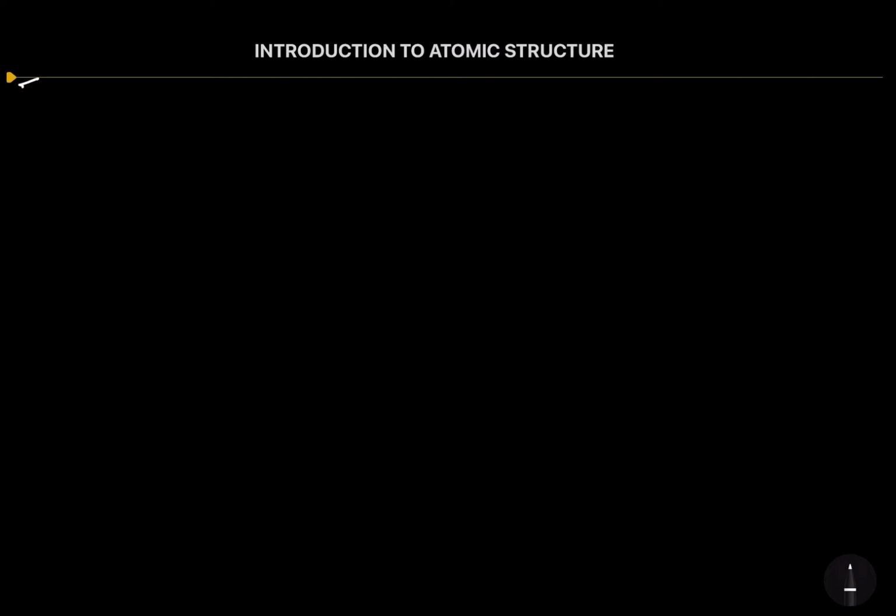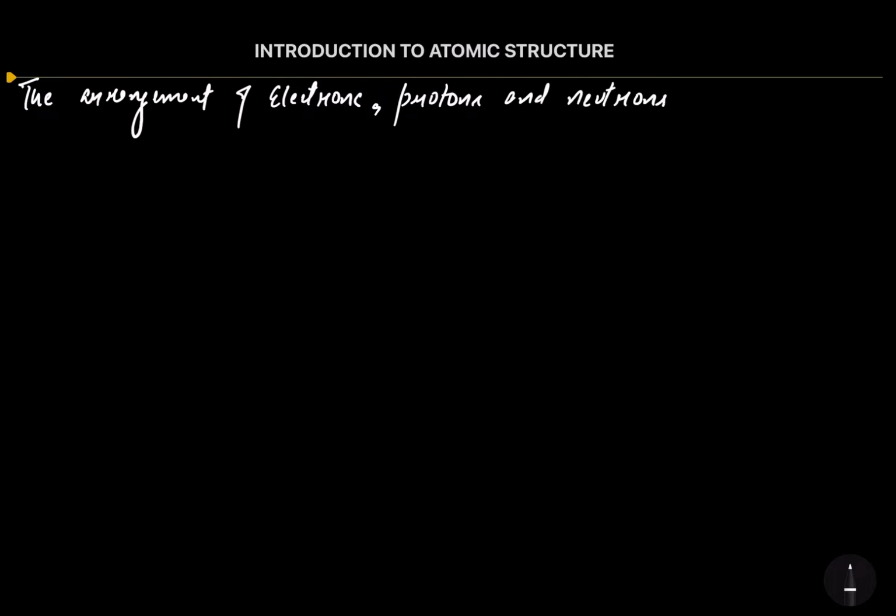So I'm writing the arrangement of electrons, protons and neutrons in an atom is called its atomic structure.